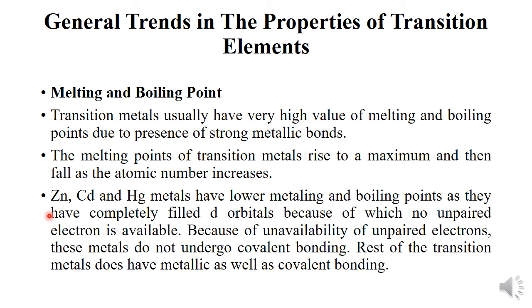Of these, zinc, cadmium and mercury have lower melting and boiling points. Because of the unavailability of unpaired electrons, these metals do not undergo covalent bonding, whereas the rest of the transition elements have metallic as well as covalent bonding. And due to this, they are softer in nature. So with this, our property melting and boiling point is complete. And with this, our today's lecture is complete.